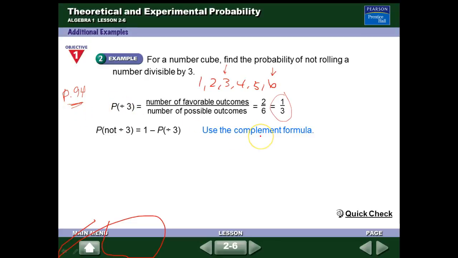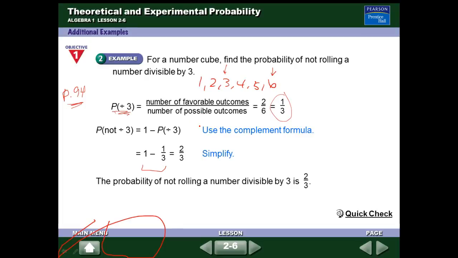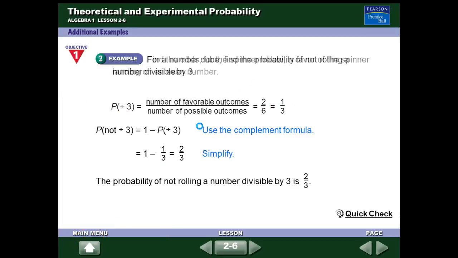So, complement formula, like I said, 1 minus the probability of the event happening. We said 1/3 is the probability of the event happening, so 1 minus 1/3 is going to give you 2/3. So the probability of not rolling a number divisible by 3 is 2/3.